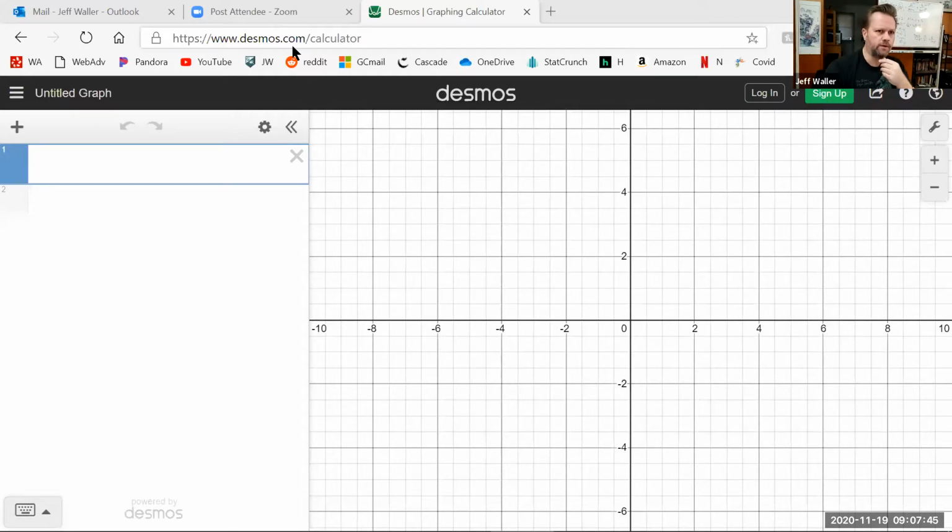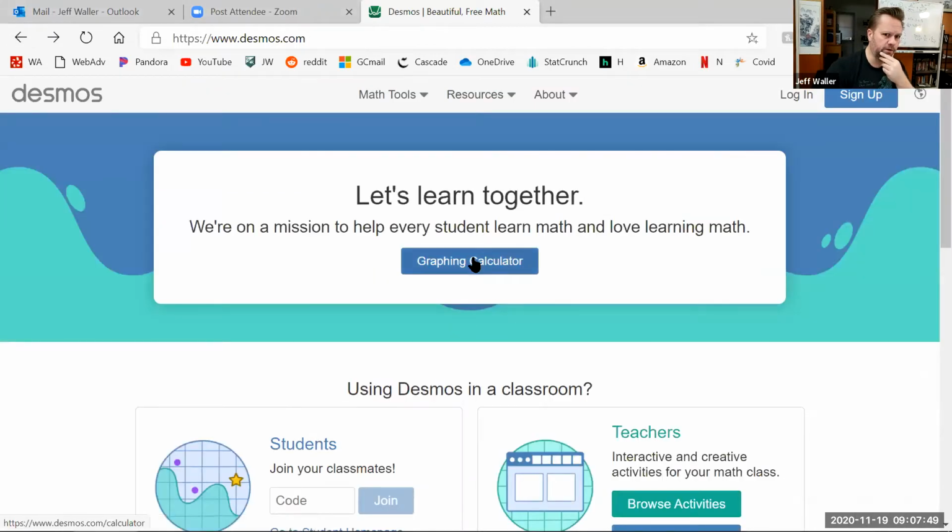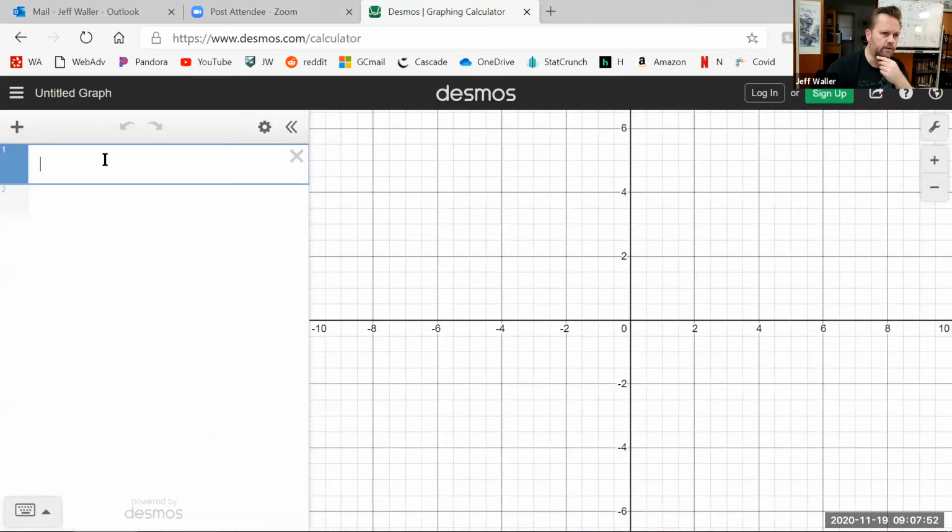If you go to desmos.com and click on graphing calculator, then watch this. I'm going to put that function in. I could even put it in there exactly like it is.